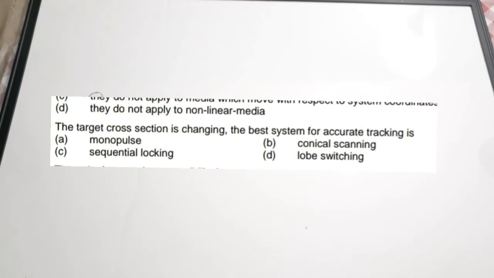Okay. Next question is question number 9. The target cross section is changing. The best system for accurate tracking is dash. Okay, so the question is regarding radars. There are various parameters of the radar. There is transmitted power, there is radar cross section, minimum detectable signal. So there are a lot of videos in the radar playlist. Please do watch it in order to have the basics of radar.